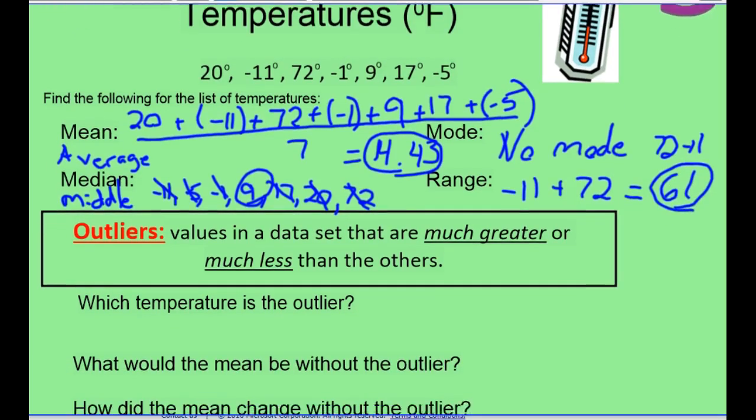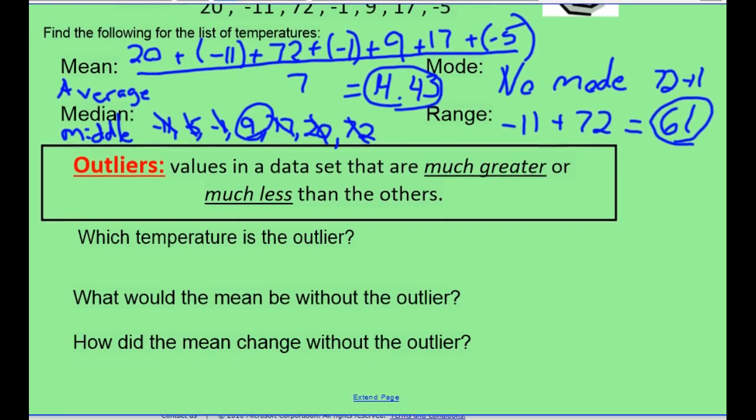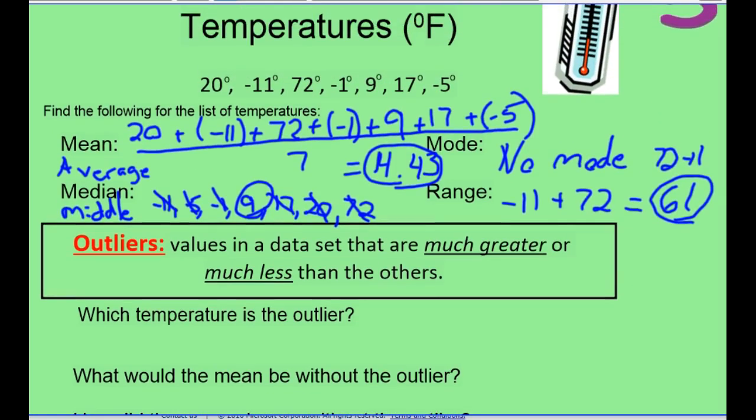Now let's talk about outliers. Outliers are values in a data set that are much greater or much less than the others. So based on our temperatures up here, are there any that are much greater or much less? To me, it looks like the one that is greater than all of these would be about 72. So our temperature, 72, is an outlier.